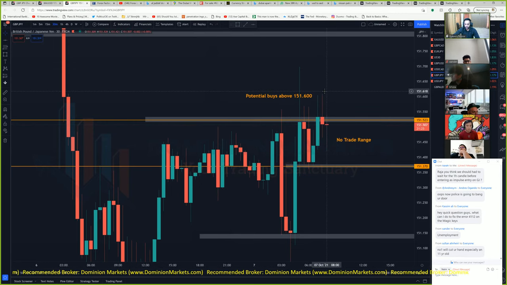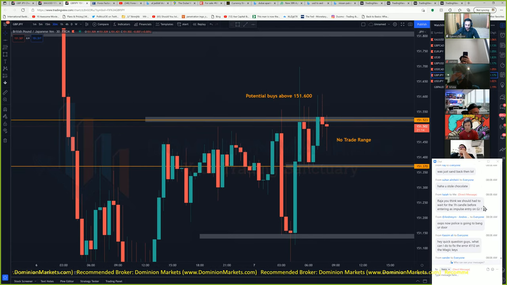What can I do to fix the error 4112 on Magic Keys? Go to the forums on Magic Keys or email Magic Keys. I forget what the 4111 error is.